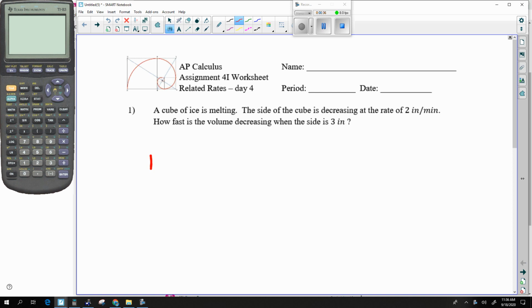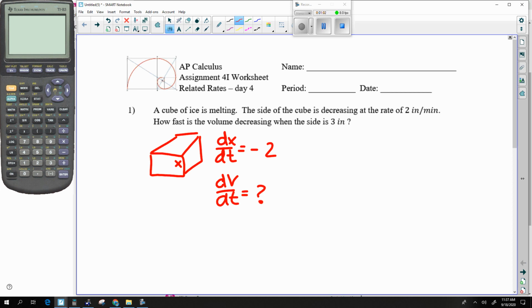A cube device is melting, so I'll say this has a side length of x. The side of the cube is decreasing at a rate of 2 inches per minute, so dx/dt is decreasing at 2 inches per minute. How fast is the volume decreasing? So what is dV/dt? How fast is that decreasing when the side is 3 inches?